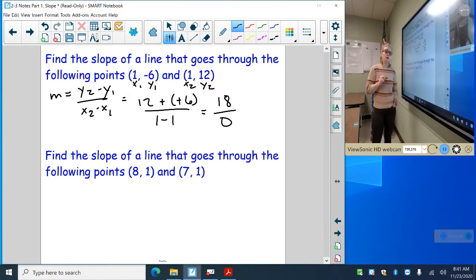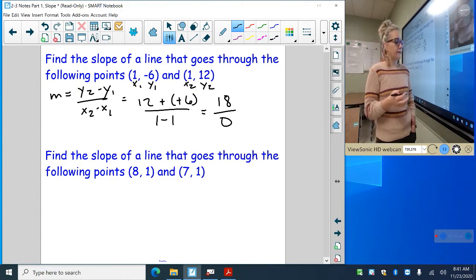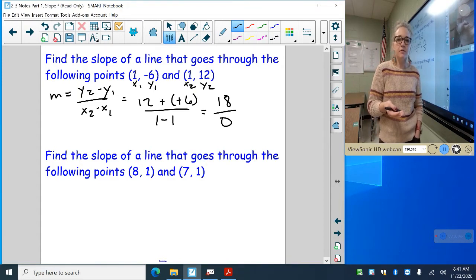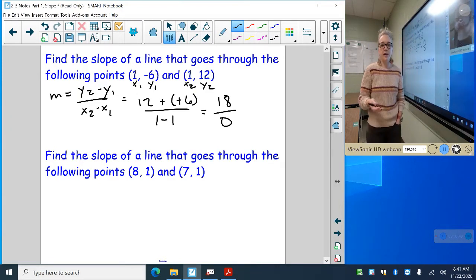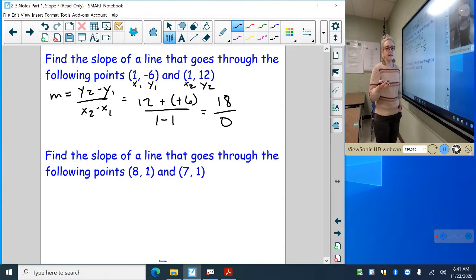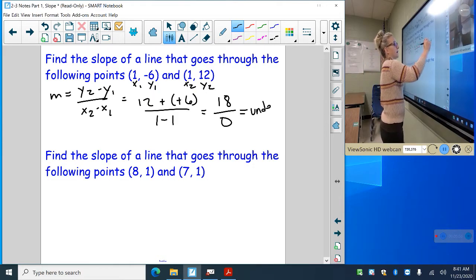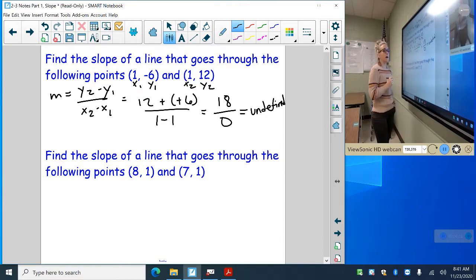Now here's the problem. You can never, ever divide by 0, okay? If I have 18 pens and I put them into 0 groups, how many groups do I have? Well, you can't. You can't put 18 somethings into 0 groups. You have to have some kind of group. So we would say this is undefined. Anytime we divide by 0, can't fit it in there, undefined.